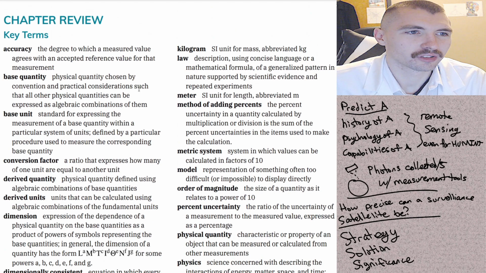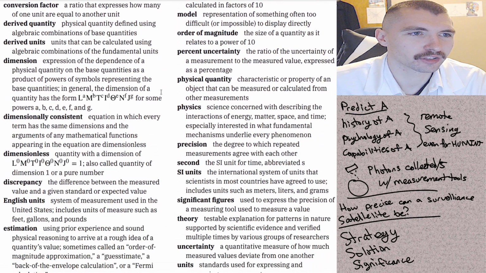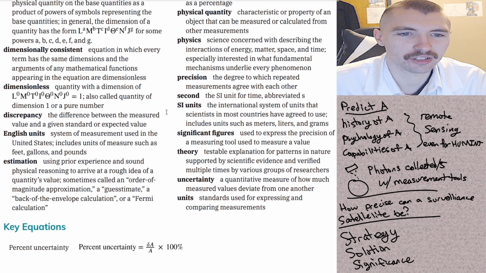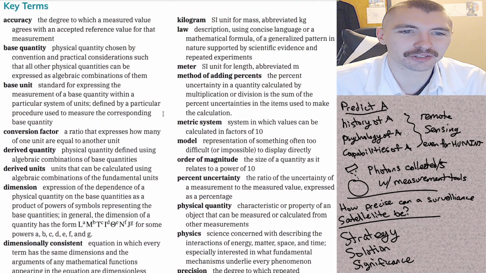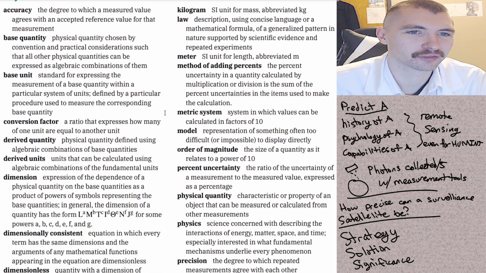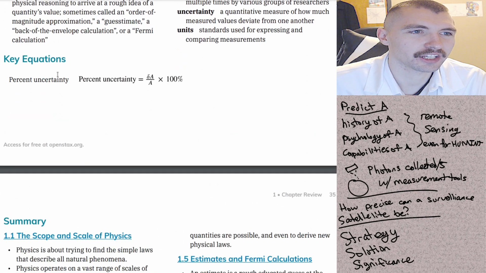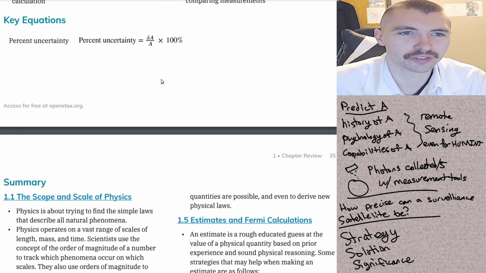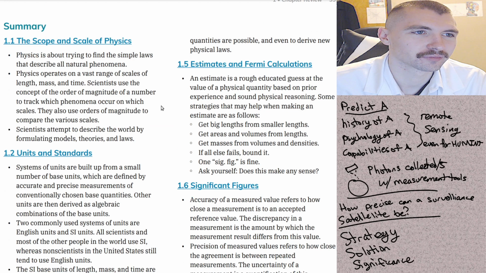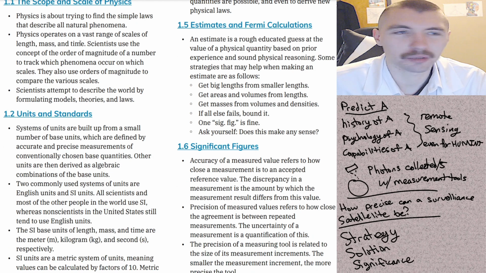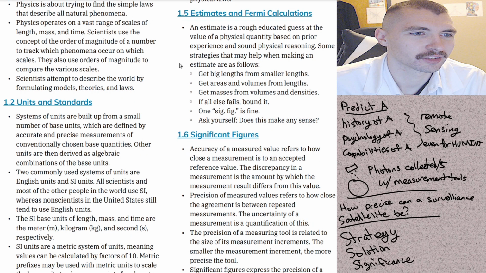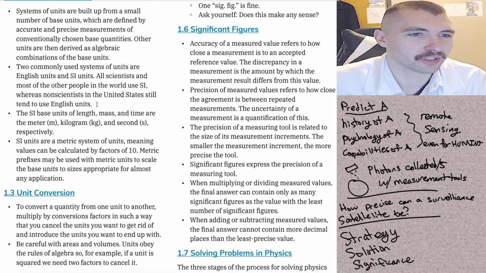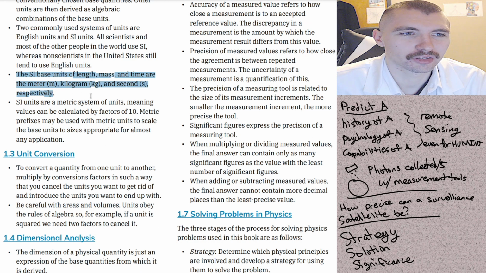Chapter review, key terms: accuracy, basic quantity, conversion factor, base unit, dimensions, discrepancy, theory, uncertainty, physics, order of magnitude, metric system, kilogram, law, meter. The equation is percentage uncertainty, delta A over A times 100%. Summary, scope and scale of physics: it's about trying to understand simple laws that operate on a vast range of scales. Base units, kilograms. In this course, part 1, we're limited to meter, kilogram, seconds.